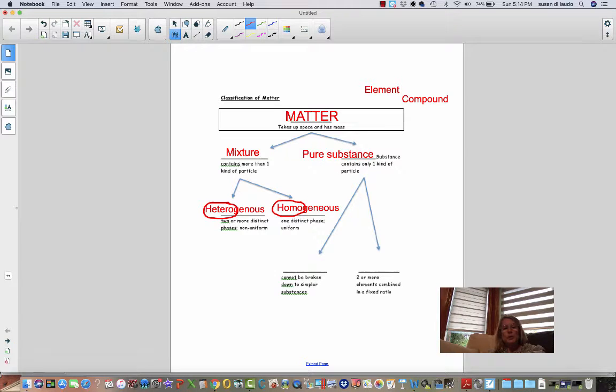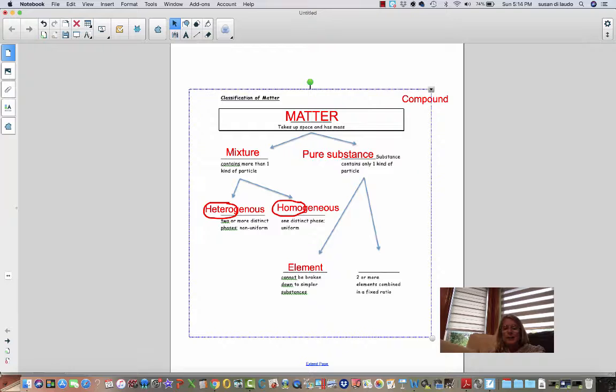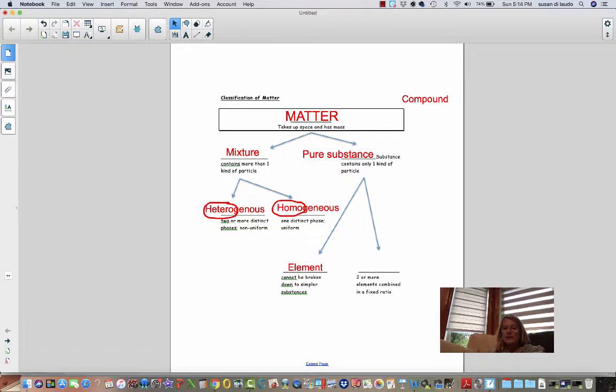Okay, and then if we look into pure substances, we can further classify those down. Which pure substances cannot be broken down to anything simpler? Well, that's anything on the periodic table. Those are your elements. So any element on the periodic table is a pure substance that cannot be broken down. It's already in its simplest form. And if we take those pure substances, those elements, and we combine them in fixed ratios, then we have a compound. So elements and compounds are pure substances.